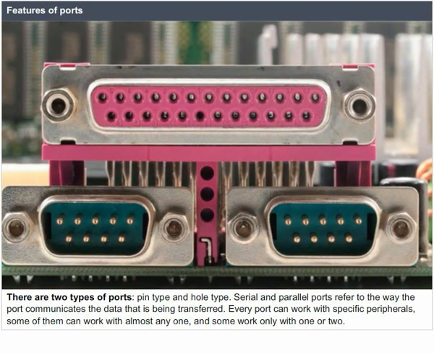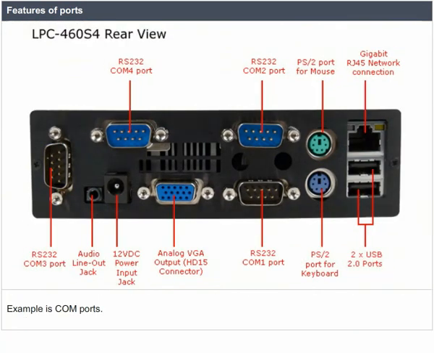There are two types of ports, pin type and hole type. Serial and parallel ports refer to the way the port communicates the data that is being transferred. Every port can work with specific peripherals. Some of them can work with almost anyone, and some work only with one or two. Example is COM ports.